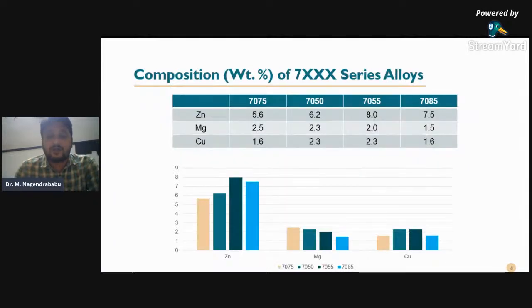Coming to the composition weight percentages, these are a few compositions where we consider that zinc is used more in 7 series alloys compared to the other elements, where it is leading, like 8% weight in 7055, and the same with magnesium and copper. These are a few weight compositions of 7 series alloys.